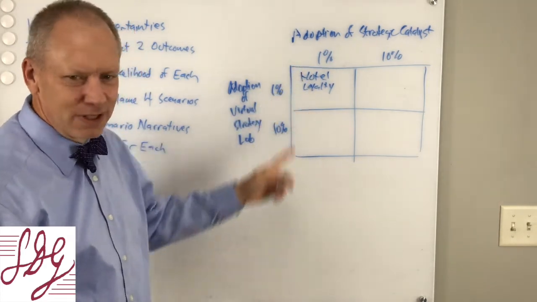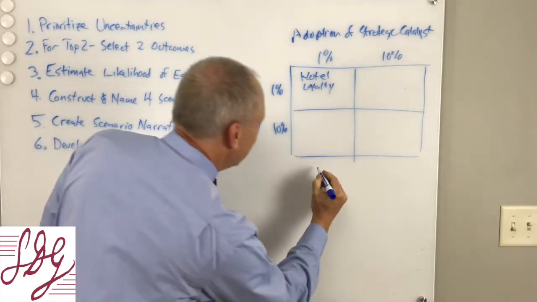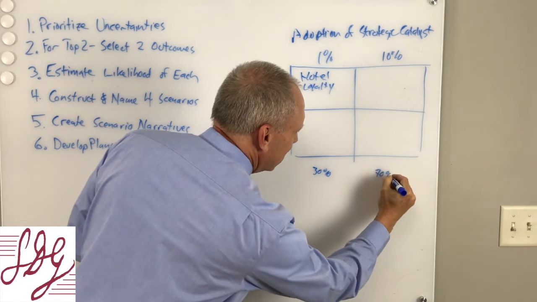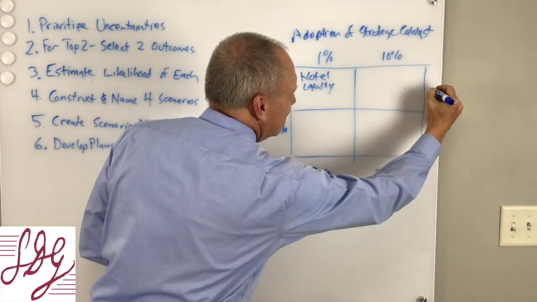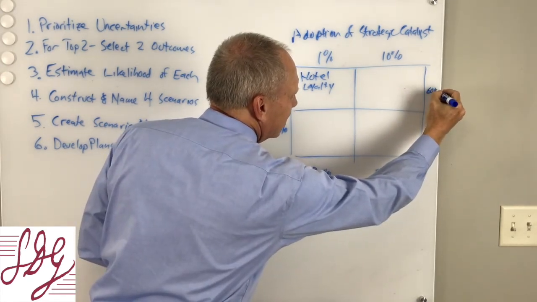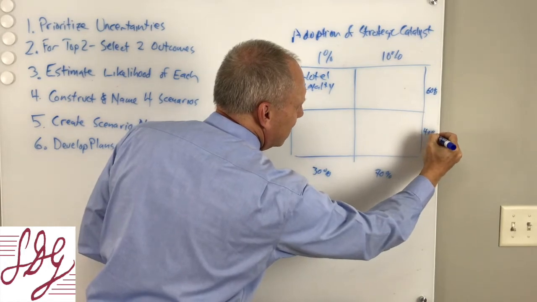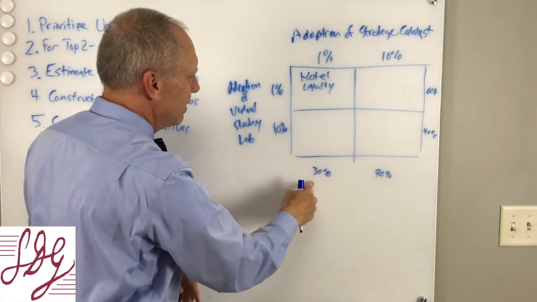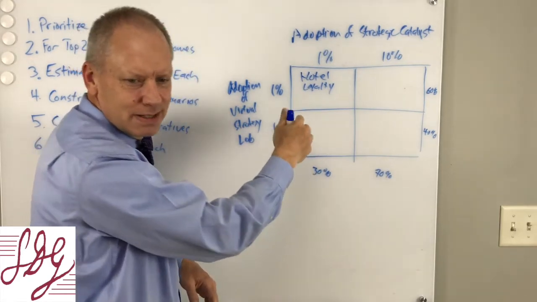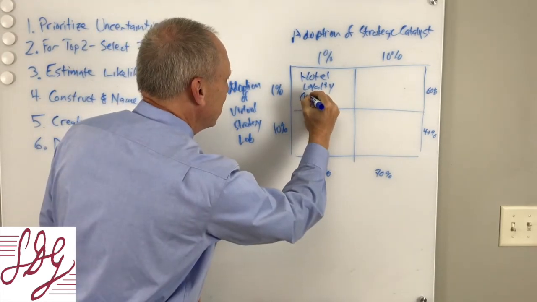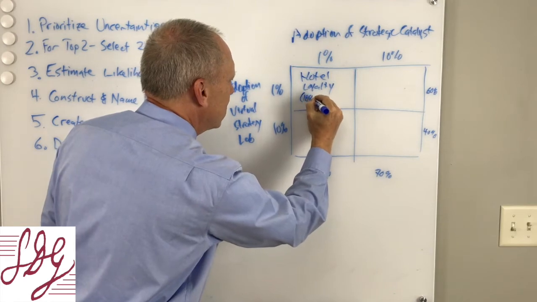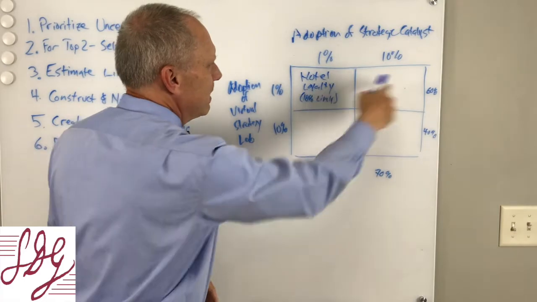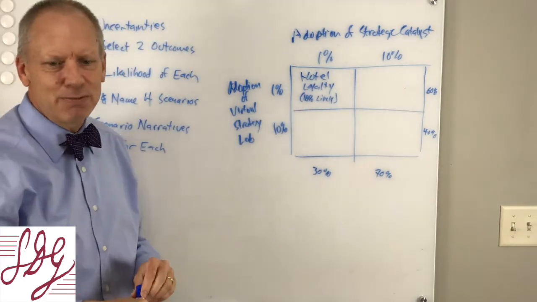Now, if we remember, we have 30% likelihood and 70% likelihood, and we've got 60% likelihood and 40% likelihood on each of these. So we take this 60% and 30%, and this one is 18% likely of our four scenarios. 30% times 60% gets us 18%.